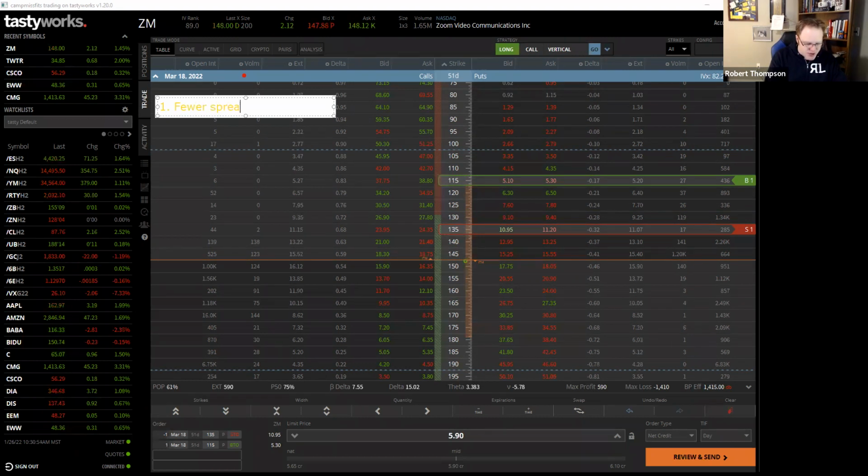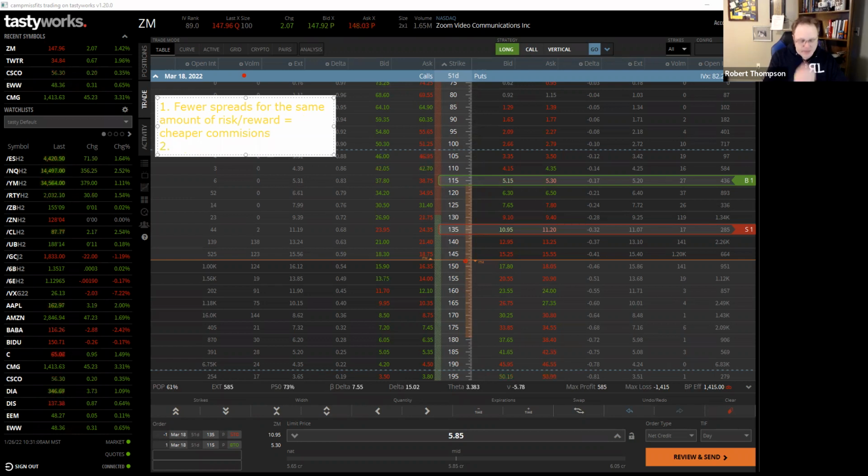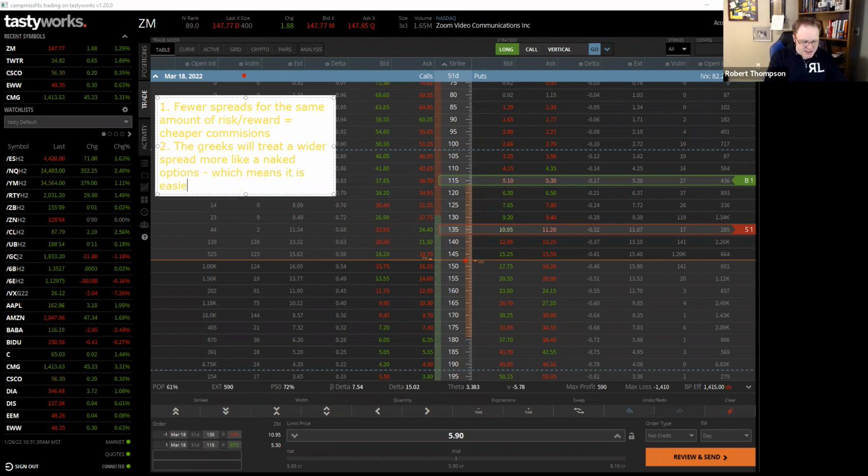fewer spreads for the same amount of risk/reward equals cheaper commissions. Okay, that's the first reason. Number two, the Greeks, those fancy terms: the delta, the theta, the gamma, the rho, extrinsic value. The Greeks will treat a wider spread more like a naked option, which means it is easier to win and easier to adjust. Those are the two main reasons.